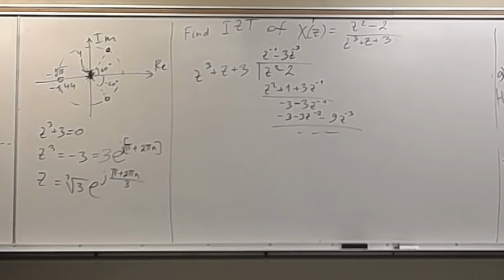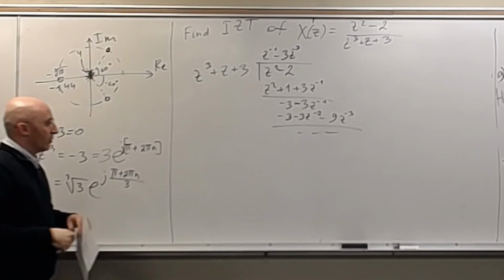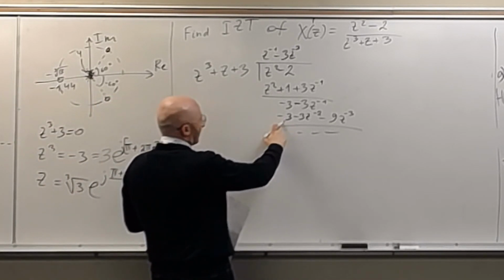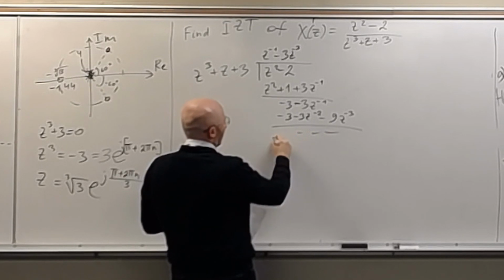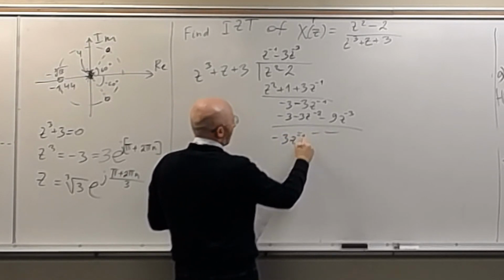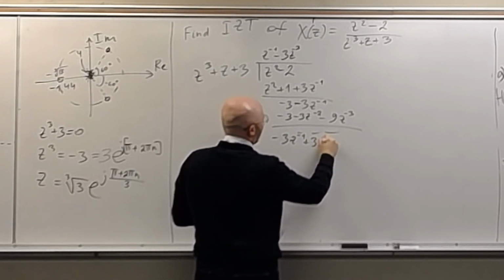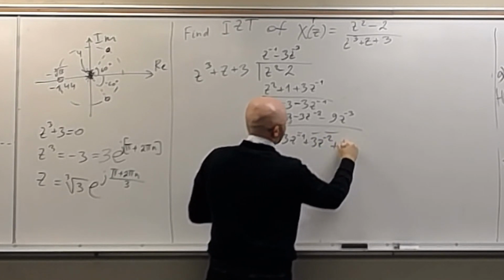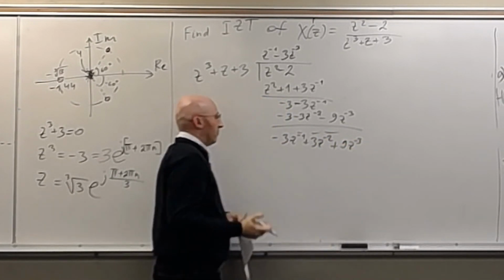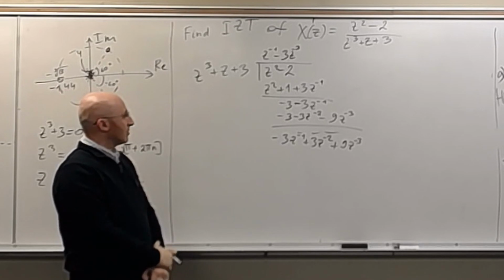Can you do that? You can always subtract the powers. So when you're subtracting right there, you can subtract the 3z to the minus 1 by 3z to the minus 2. Sure. It will be minus 3 minus minus 3, which is nothing, so it will be minus 3z to the minus 1 plus 3z to the minus 2 plus 9z to the minus 3. That's what you get as the next one.